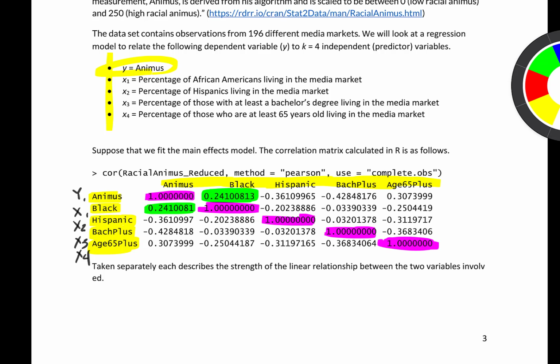And we can see this. For example, if we compared the variable percentage of those who are at least 65 years old living in the media market and the percentage of Hispanics living in the media market, notice that that is going to correspond to this element right here, and that's going to correspond to this element right here, because we've got age 65 plus and Hispanic, and again notice that those values are the same.